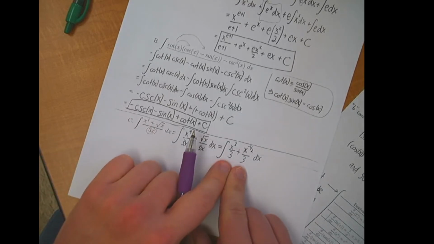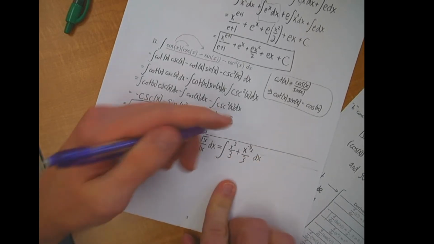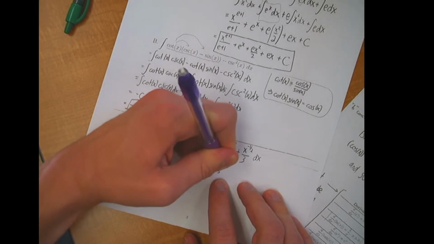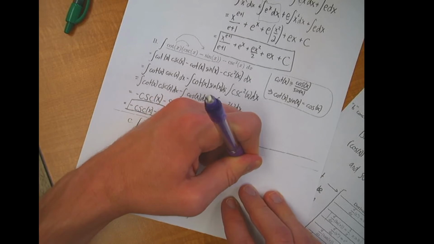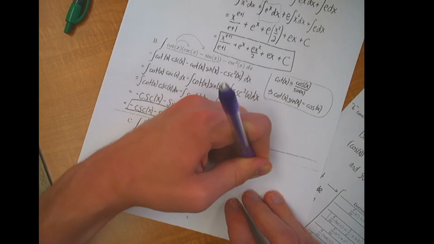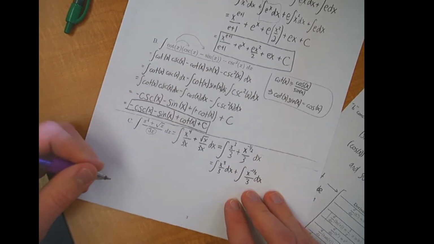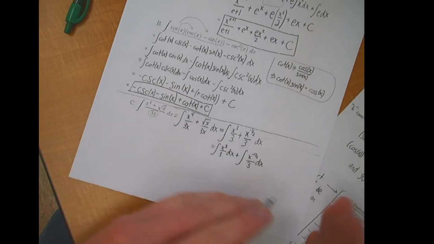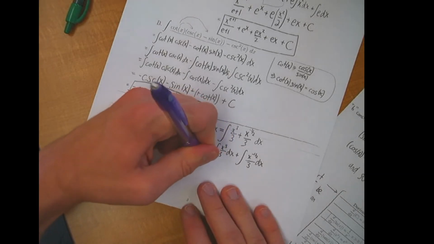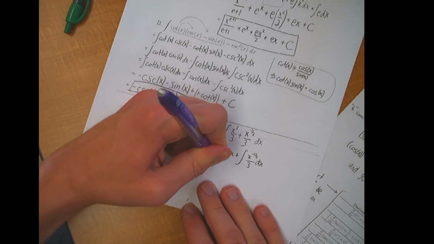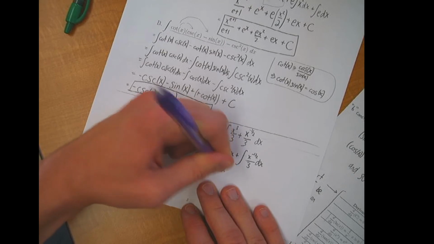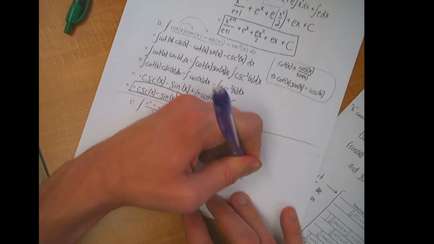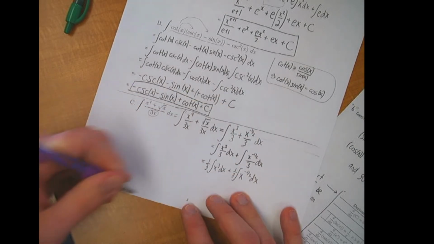So from here, let's focus on term-by-term integration. So we have the integral of x cubed over 3 dx plus the integral of x to the negative 1 half over 3 dx. And because we have constants here, we can just throw those out of the integral. So we have 1/3 times the integral of x cubed dx plus 1/3 times the integral of x to the negative 1 half dx.